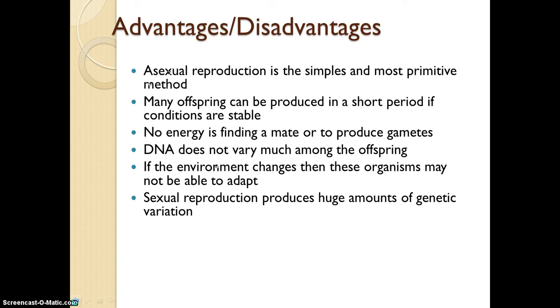DNA, however, does not vary much among the offspring. If you remember, in asexual binary fission, those look exactly like each other. They're clones. And because of that, if the environment would change, those organisms may not be able to adapt very well. Thus, with sexual reproduction, it produces such huge amounts of genetic variation that we can adapt and survive if the environment changes.